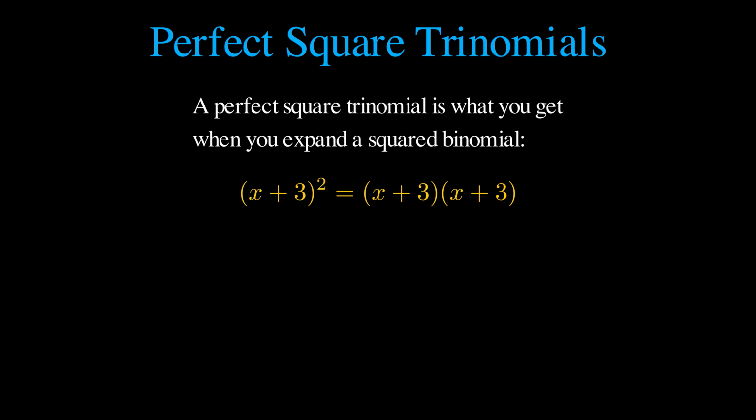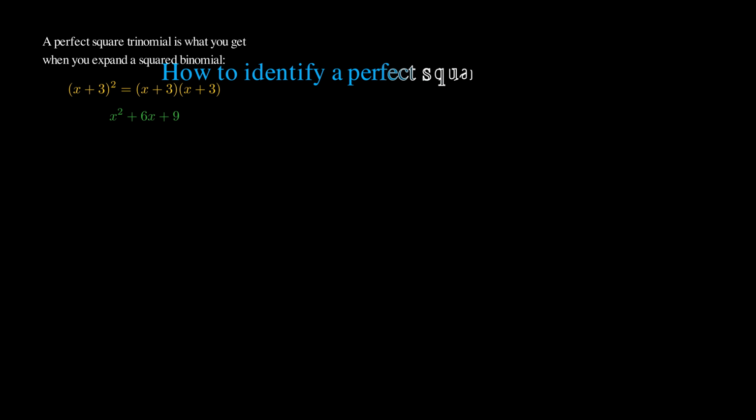For example, x plus 3 squared means x plus 3 times x plus 3. When you expand that, you get x squared plus 6x plus 9. So a perfect square trinomial always comes from something squared.